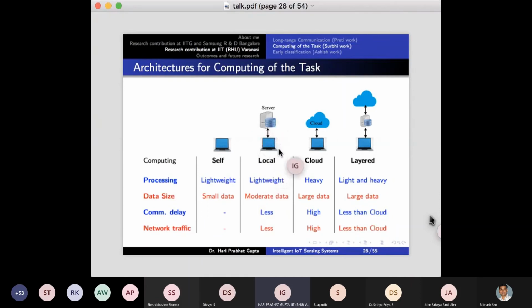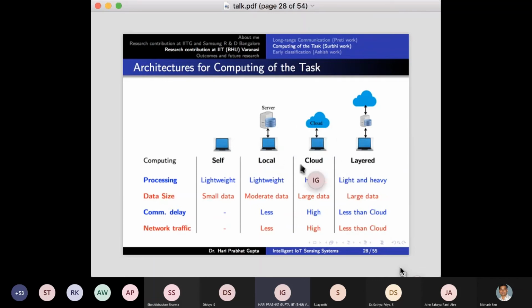Now the second is the local to server solution. That means whatever data is in the local machine, we can transmit to the server and process it. So this is suitable for lightweight processing, and the data can be more than in the previous condition. Why? Because we have the server, but the communication delay comes into the picture because of the communication between local and server, and also network traffic is there between the local machine and the server. But of course the traffic is not very high because the server is also local. So this is the lab machine and this is the lab server.